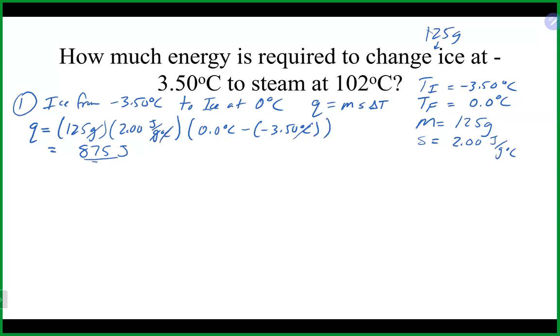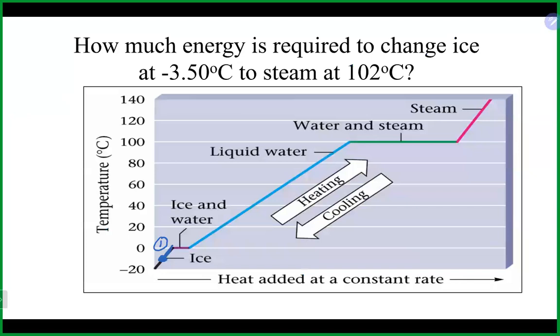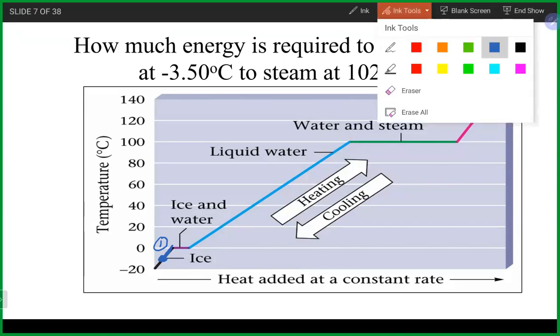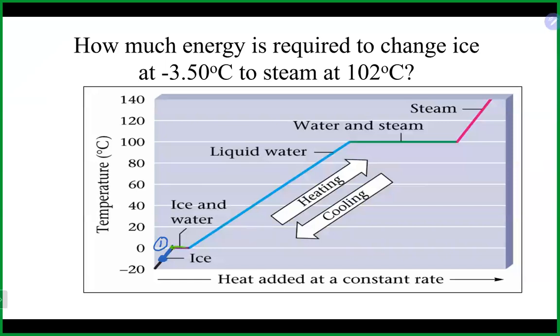And that is the energy really to do the very first step of our transition. At this point, if we look at where we're at on our graph, we are sitting right there at 0 degrees Celsius, which is the normal melting point for water. So we actually have to do a phase change at this point. So the second thing that would happen is we would take it from 0 degrees ice to 0 degrees liquid water. So that's going to be our phase change.